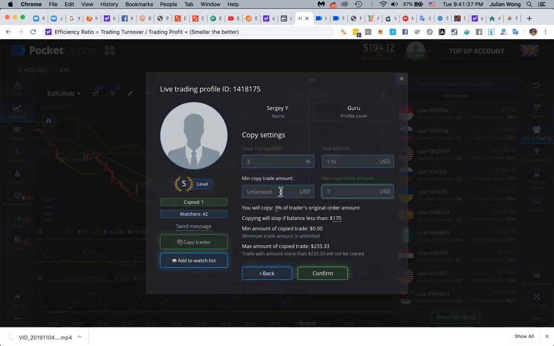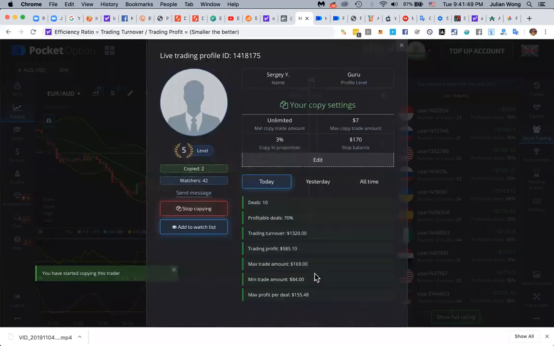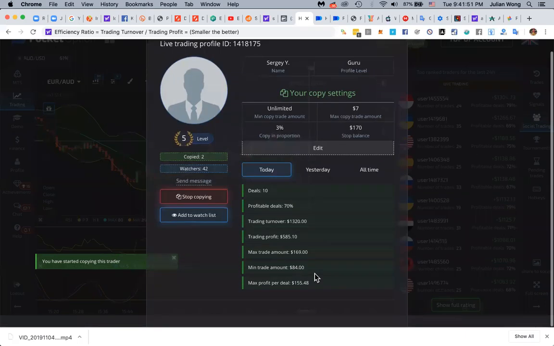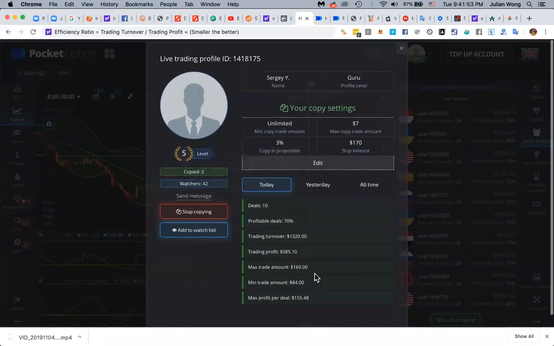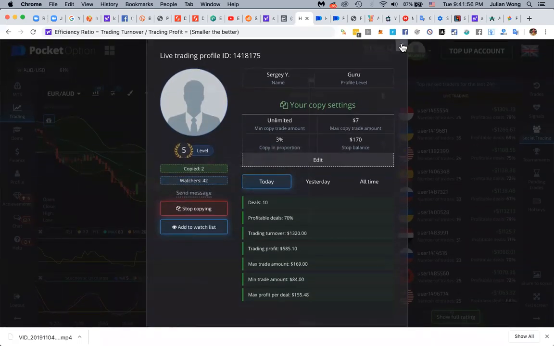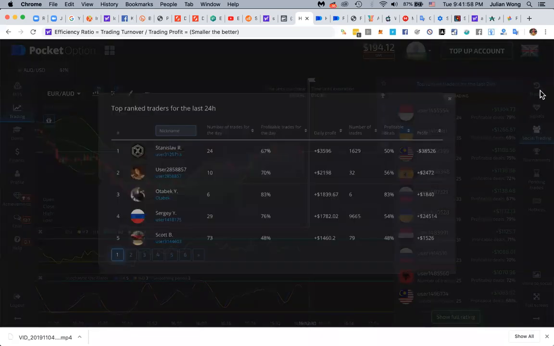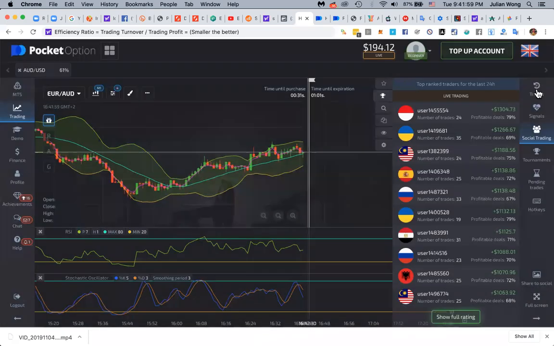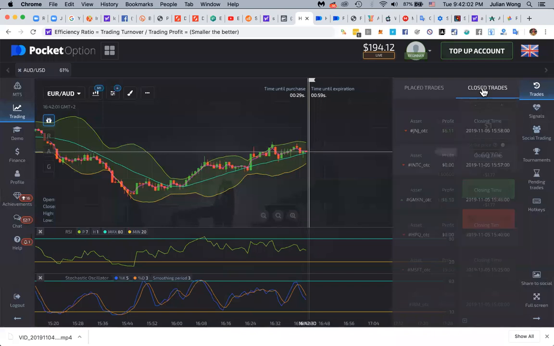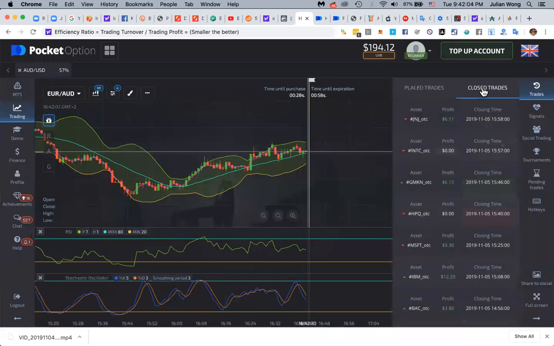we know that based on his trading size, 84 or 74, we'll probably get a $2 trade or a $3 trade. So that's fine. So basically with that, we confirm. All right. So let's see if right now there are any trades running. Nope.